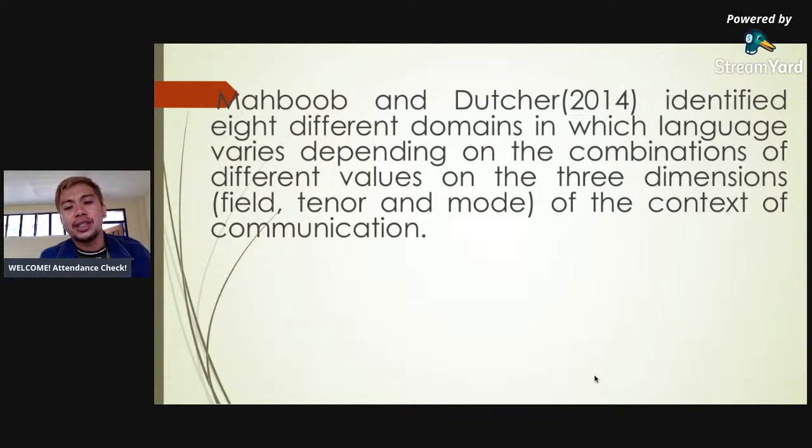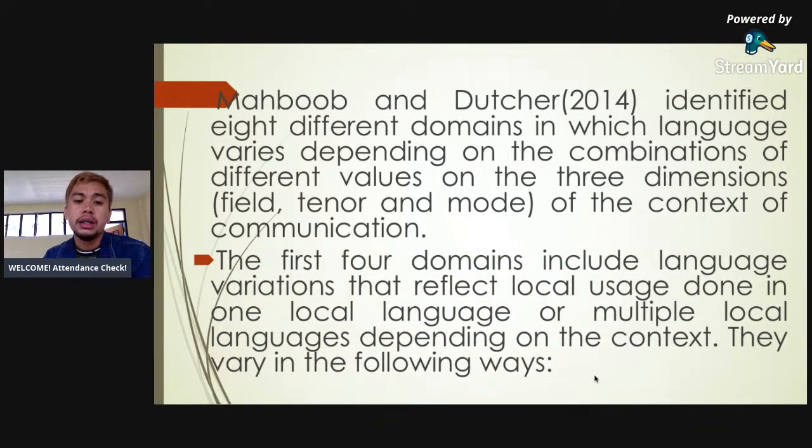Okay, Mabub and Datcher 2014 identified 8 different domains in which language varies depending on the combinations of different values on the 3 dimensions: field, tenor, and mood of the context of communication. The first 4 domains include language variation that reflect local usage done in one local language or multiple local languages depending on the context. They vary in the following ways.